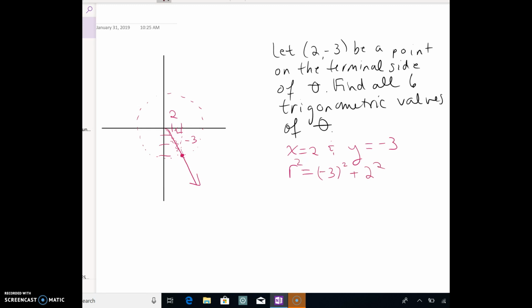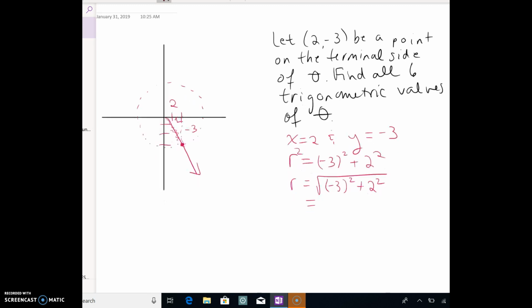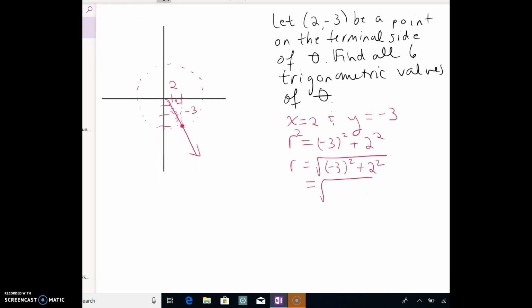The formula we see in your textbook says that r is equal to the square root of this, because if we wanted to get rid of the squared, we could take the square root of that. So we end up with r is equal to the square root of negative 3 squared plus 2 squared, and that gives us the square root of 9 plus 4, and that tells us that r is equal to the square root of 13. There's nothing we can do to simplify that. Now we have our 3 values: x is 2, y is negative 3, and r is equal to the square root of 13.